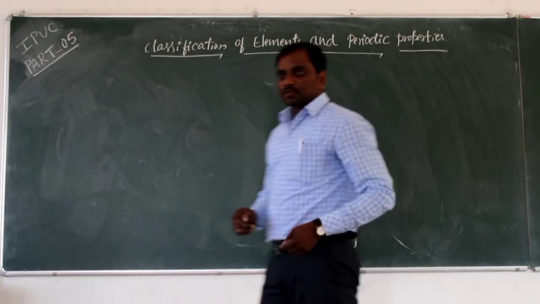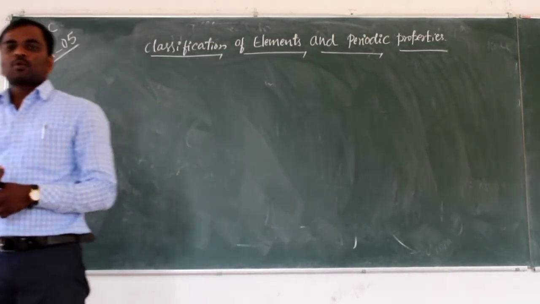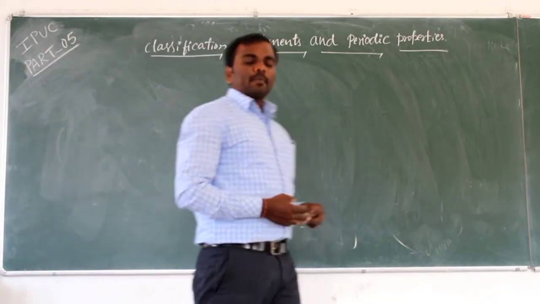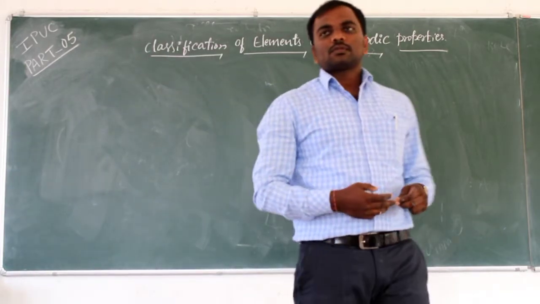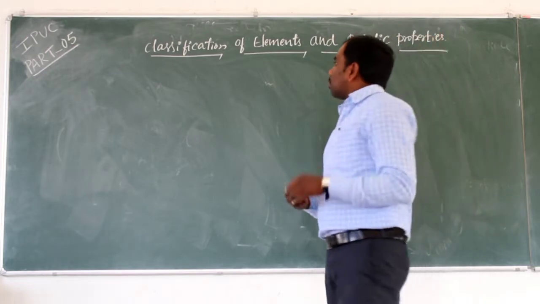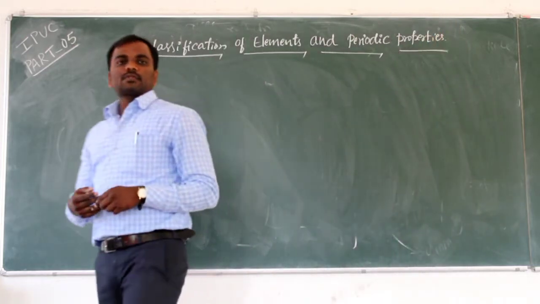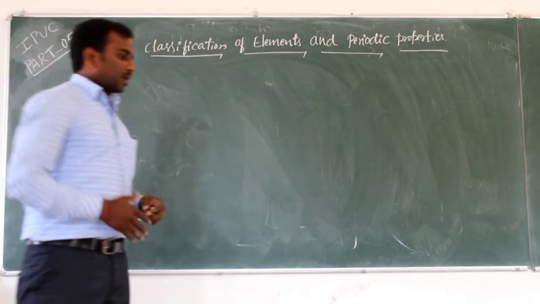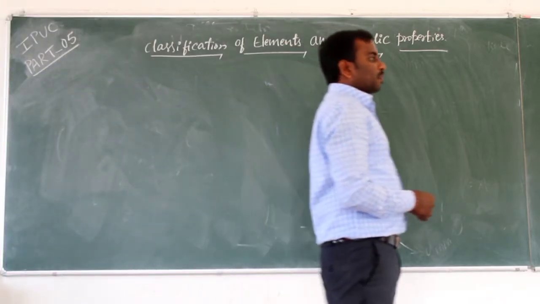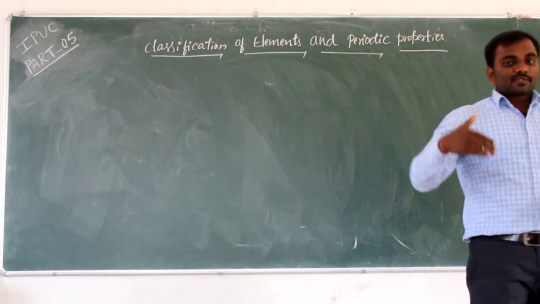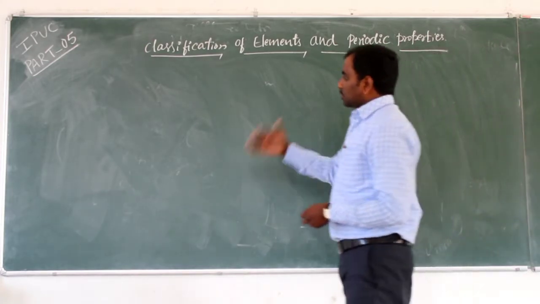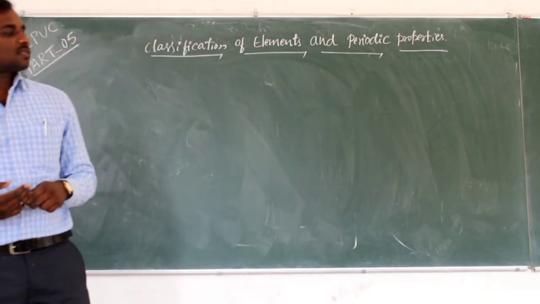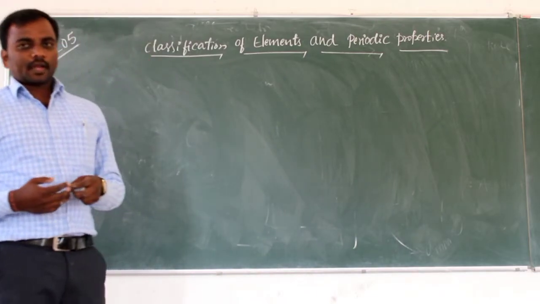In the previous class, we discussed some properties of the periodic table, that is van der Waals radius, covalent radius, and ionic radius. Right? So in this session we discuss the remaining properties of the periodic table.